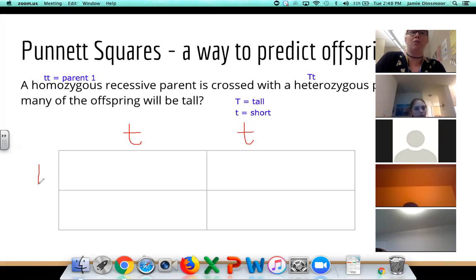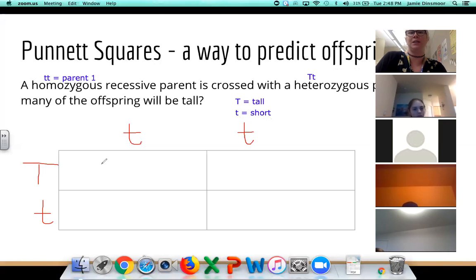Parent 2, we know they have 1 big T and 1 little t. So all you do is write the possibilities of alleles, right? Parent 1 can only give little t's. Parent 2, though, can give either or. Then what do we do? We combine them into our boxes.